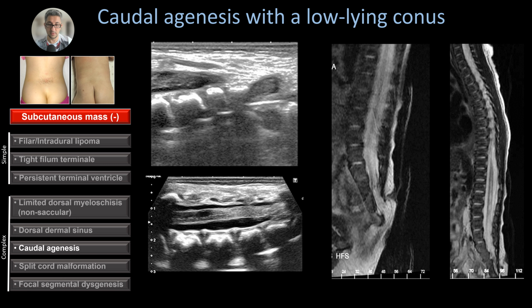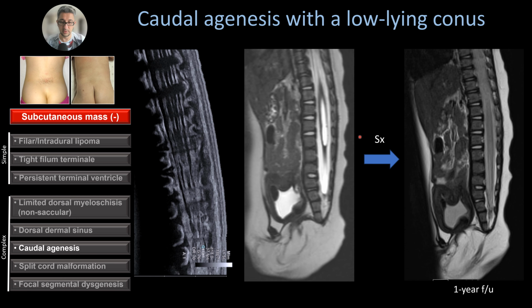One of the reasons to do the surgery is the syrinx cavities. So in this patient with a sacral agenesis, there are only 3 sacral vertebrae. There is low-lying cord associated with the syrinx, as also demonstrated on the ultrasound. And after the surgery, we can see the resolution of the syrinx cavity.